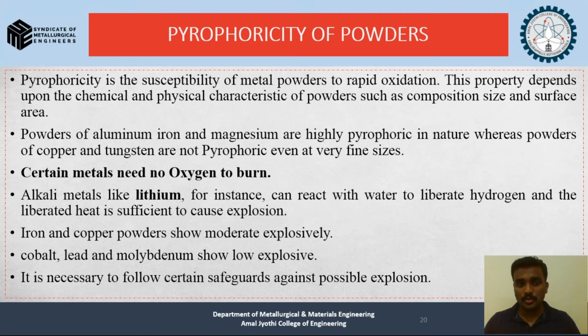So when it comes to the pyrophoricity of powders, that is the susceptibility of the metal powder to rapidly oxidize. This property depends upon the chemical and physical characteristics of the powder, such as composition, size and surface area. Powders of aluminum, iron and magnesium are normally considered highly pyrophoric, that is, the material will rapidly oxidize, whereas powders of copper and tungsten are not even pyrophoric, even in smaller sizes.